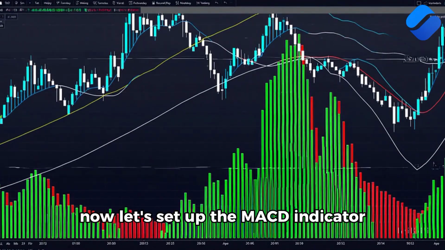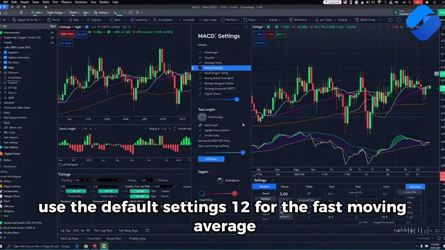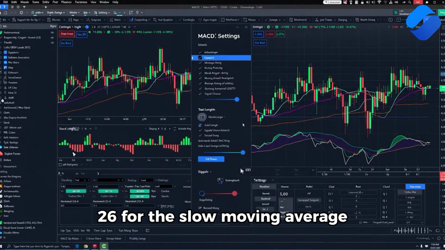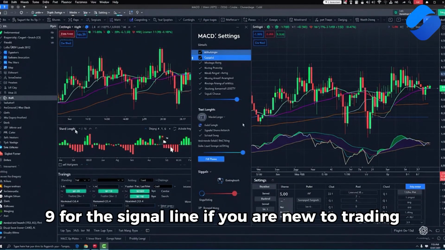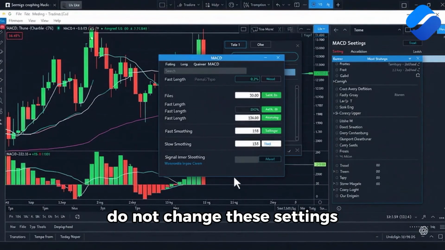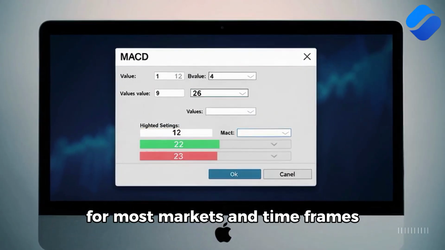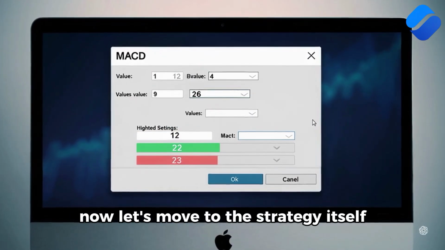Now let's set up the MACD indicator. Use the default settings: 12 for the fast-moving average, 26 for the slow-moving average, 9 for the signal line. If you're new to trading, do not change these settings. The default settings are already optimized for most markets and timeframes. Now let's move to the strategy itself.